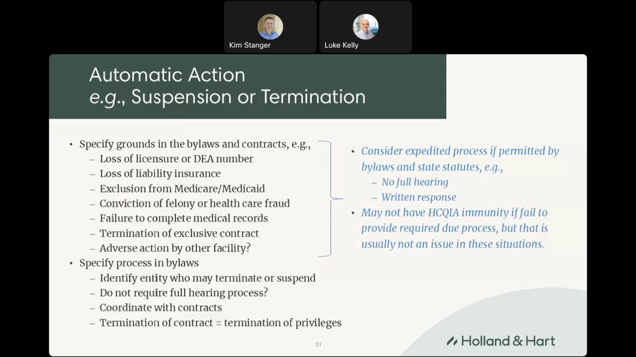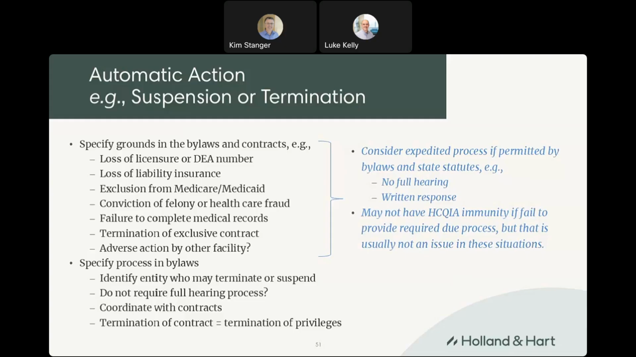In certain circumstances in your bylaws, you probably want to establish bases for automatic suspension or termination. These are the types of things that are just clear. There's really no reason for a hearing because there's no dispute that the person lost their license. If they lost their license, they can't provide the services. So in your bylaws, you may want to have a list of these situations that give rise to automatic suspension or termination of privileges without going through the full fair hearing right. Now, the benefit of that is that it avoids having to go through that full process.